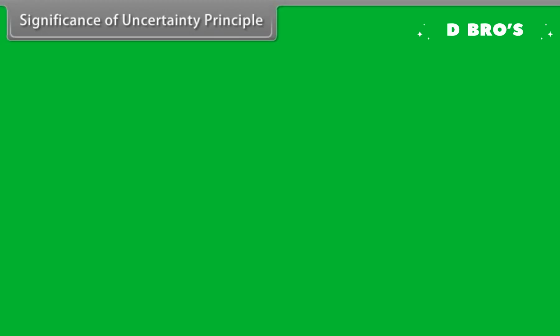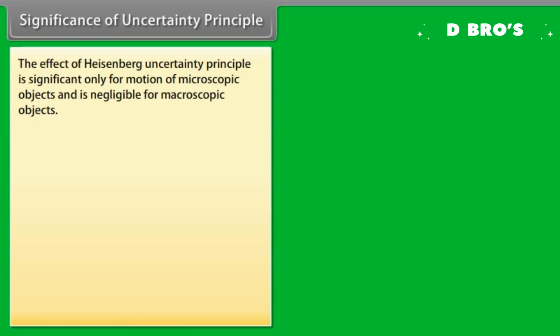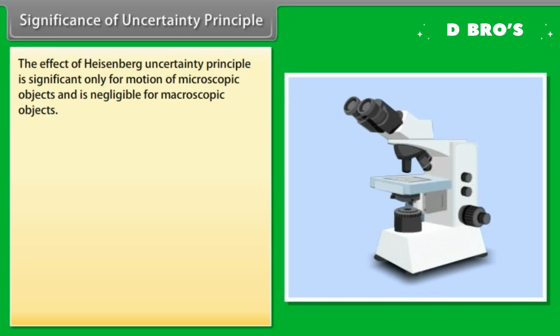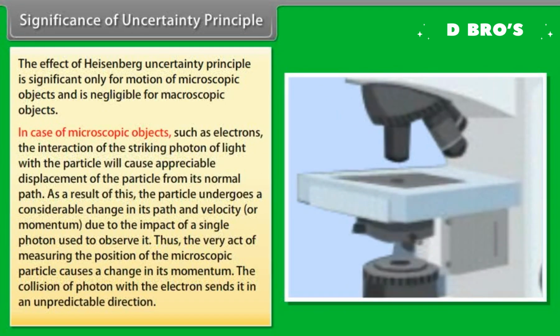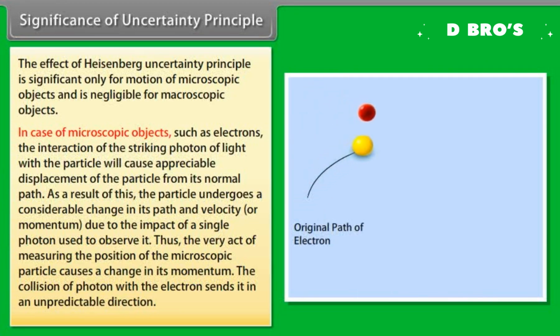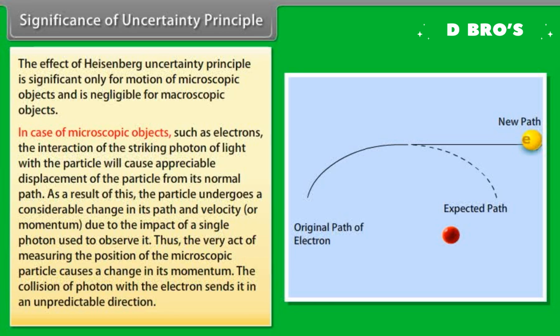Significance of the uncertainty principle. The effect of Heisenberg's uncertainty principle is significant only for the motion of microscopic objects and is negligible for macroscopic objects. In the case of microscopic objects such as electrons, the interaction of the striking photon of light with the particle will cause appreciable displacement of the particle from its normal path. As a result of this, the particle undergoes a considerable change in its path and velocity or momentum due to the impact of a single photon used to observe it. Thus, the very act of measuring the position of the microscopic particle causes a change in its momentum. The collision of the photon with the electron sends it in an unpredictable direction.